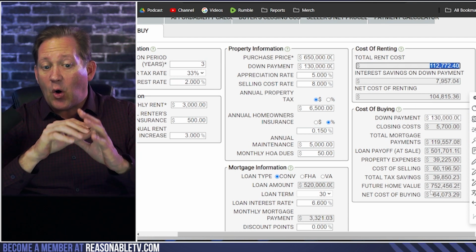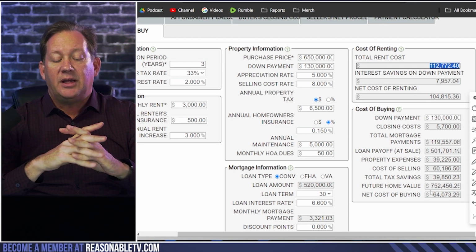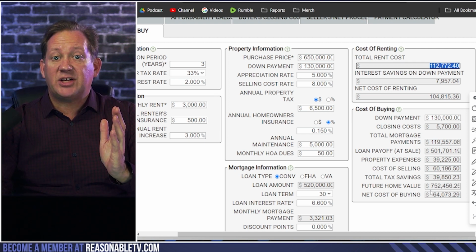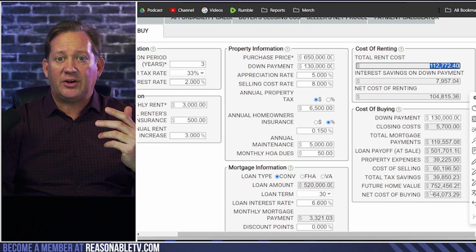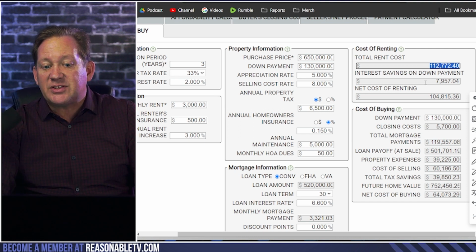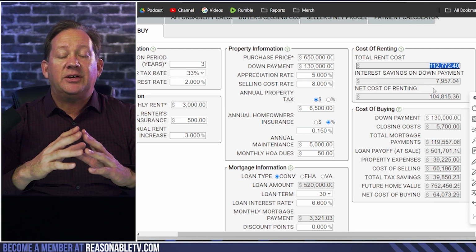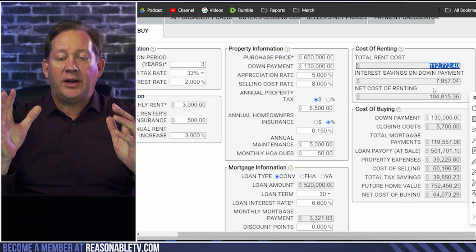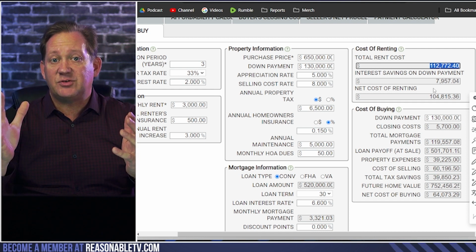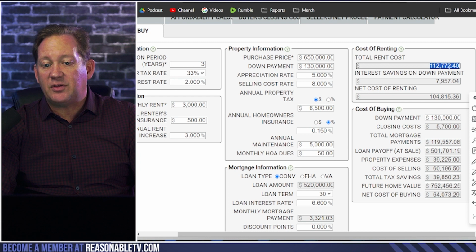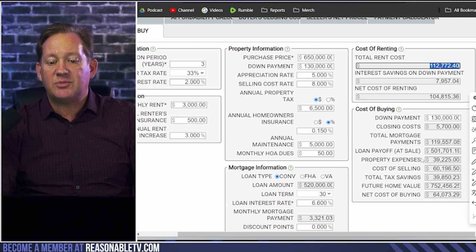All right. So the total rent cost. This is the monthly rent, including adjustments made for rent going up. Because when does rent ever go down? Never, right? Interest savings on down payment. That's calculating for your return on the savings rate. Okay. And then you've got net cost of renting. So you've got $104,000 there. That is basically this number minus this number comes up with this number.